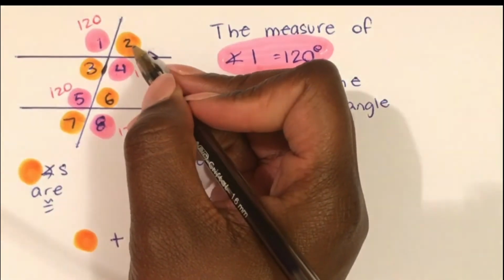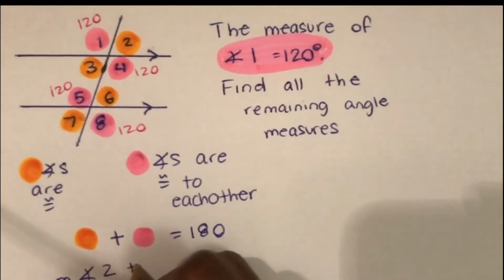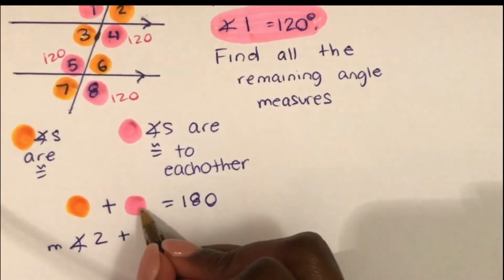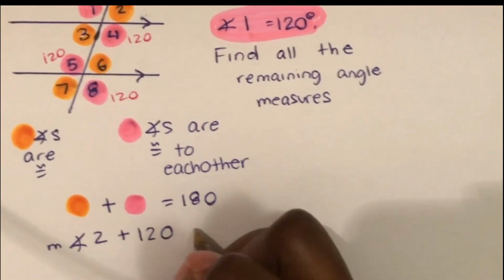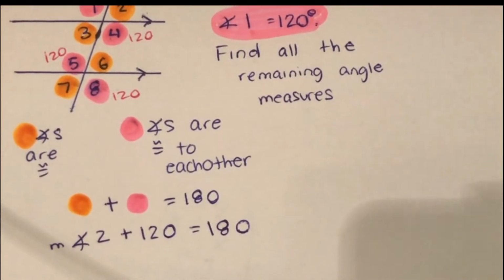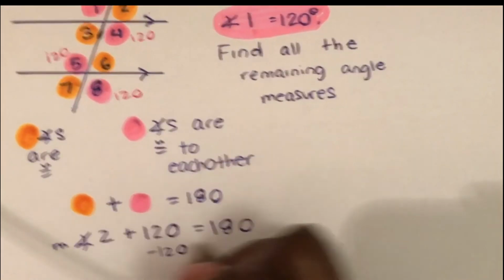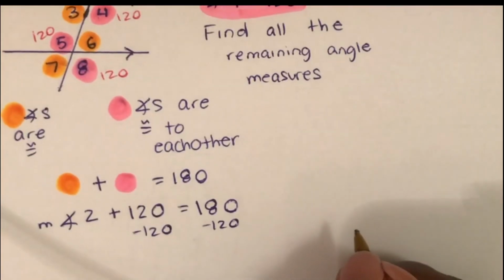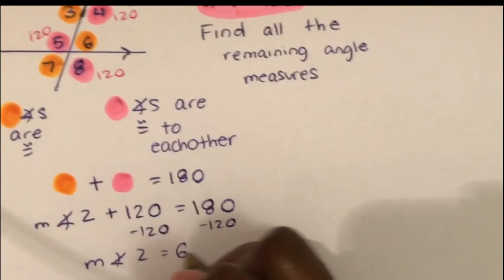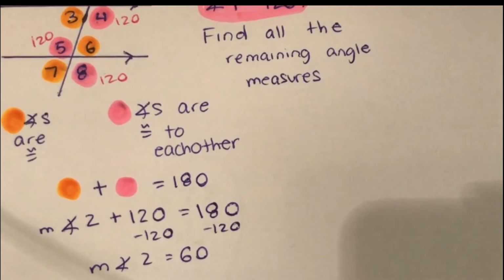So to figure out the measure of any of the orange angles, here's what we're going to do. Let's try and find the measure of angle 2. The measure of angle 2, I'm putting that below the orange because that's an orange angle, plus, and we know our pink angles are equal to 120, is equal to 180. To solve for the measure of angle 2, I'm going to subtract 120 from both sides. When we subtract, we get 60. So the measure of angle 2 is 60 degrees.